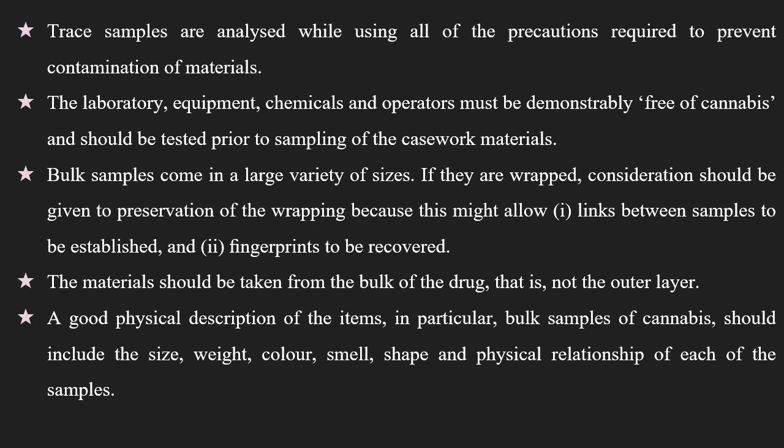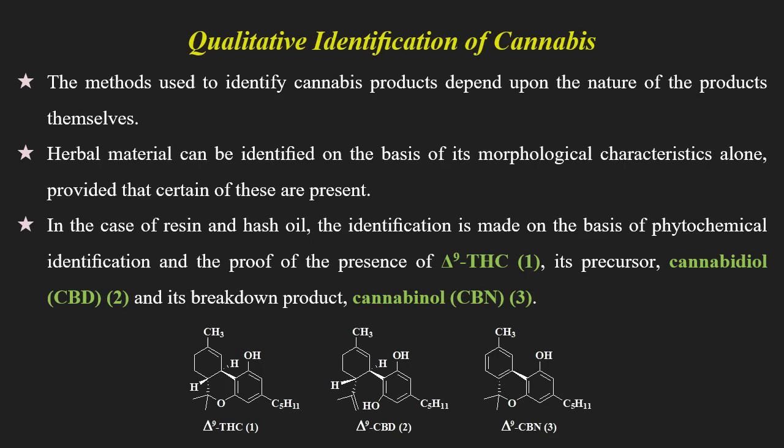The material should be taken from the bulk of the drug, not from the outer layer. A good physical description of the items, in particular bulk samples of the cannabis, should include the size, weight, color, smell, shape, and physical relationship of each sample.